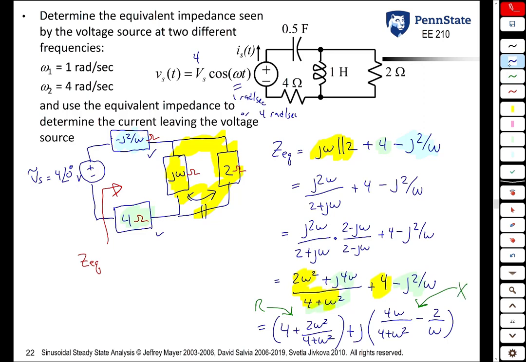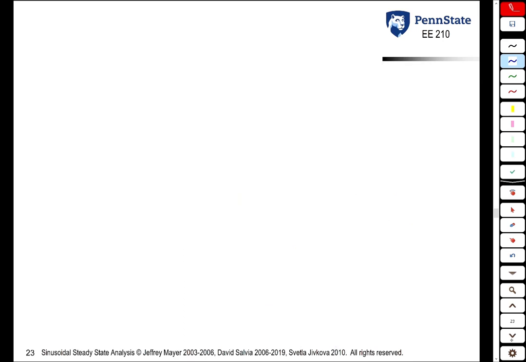So this is our general expression for the impedance, and notice it is a function of frequency, because although the resistor doesn't change for different frequencies, the capacitor and the inductor do. Okay, let's look at the two specific situations now.